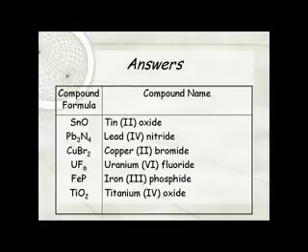And finally, TiO2, each oxide ion is 2 negative. There's 1 titanium to balance it, so the titanium must be 4 plus in order to balance the 4 negative charges, so it's titanium 4 oxide.